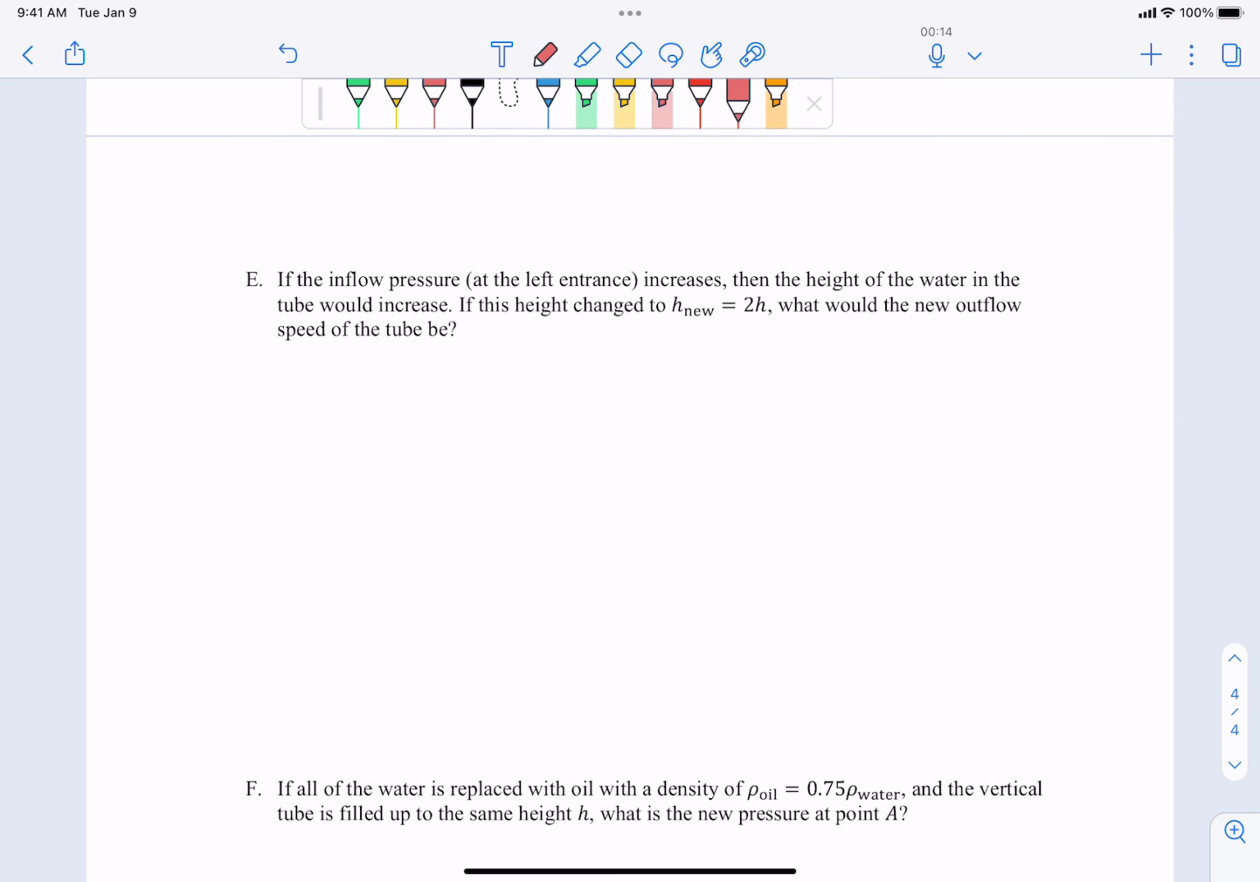Yeah, I was saying, okay, so the height of the water in the tube would increase. If this height changed to 2h, what would the new outflow speed of the tube be? So, okay, inflow increases, the height of the water in the tube would increase. If this height changed to h new equals 2h, what would the new outflow speed be? Okay. Alrighty. So we're going to have a change in speed. Our height is doubling effectively.